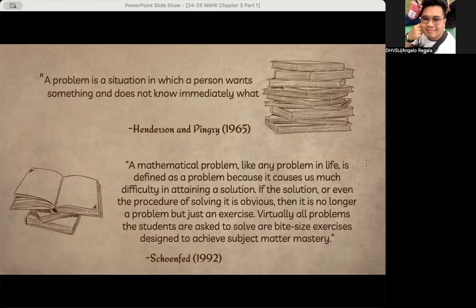So virtually all problems the students are asked to solve are bite-sized exercises designed to achieve subject mastery. Yung mga exercises daw or activities na binibigay sa inyo as a student is paunti-unting information para matutunan nyo yung isang bagay. This is according to Schoenfeld.